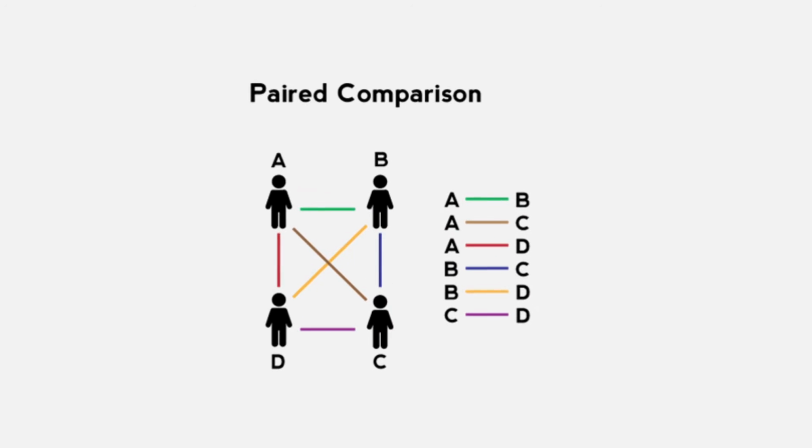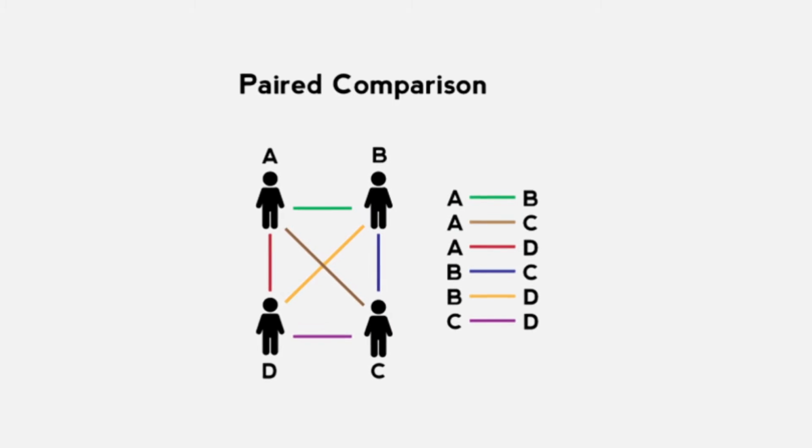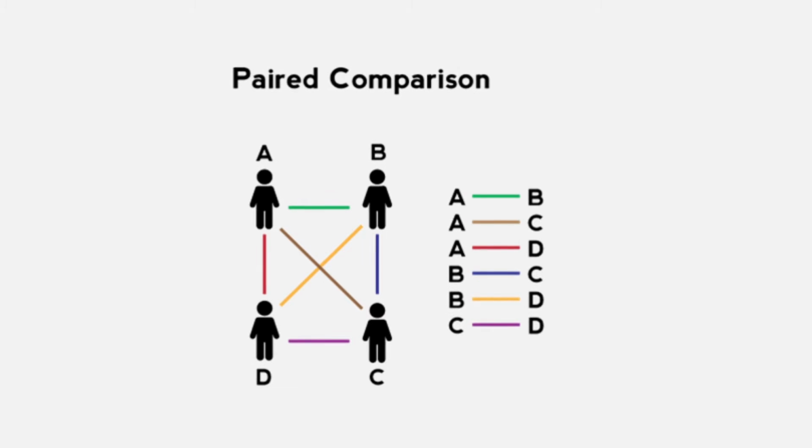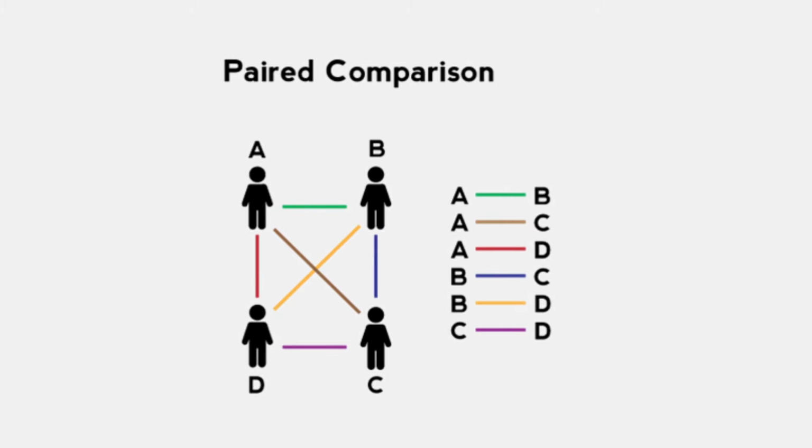So what I mean to say is that when you are going to talk about the paired comparison, I think this paired comparison can be very well explained if you see this particular image. We have got four persons A, B, C and D, and you see how A is linked with B, how A is linked with C, how A can be paired with D, or B can be paired with C, or B can be paired with D.